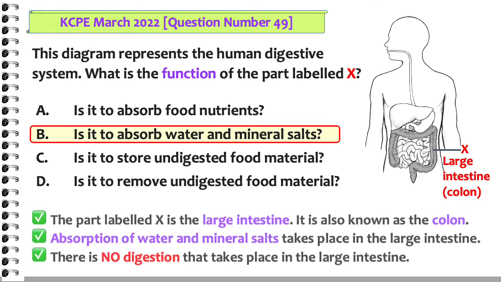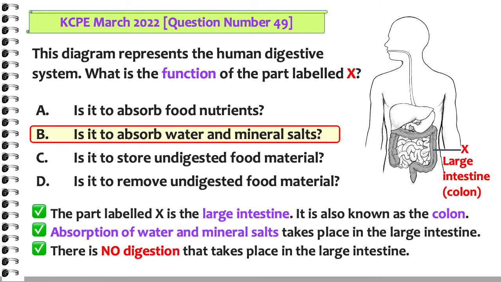The part labeled X is the large intestine. It is also known as the colon. Absorption of water and mineral salts takes place in the large intestine. There is no digestion that takes place in the large intestine.